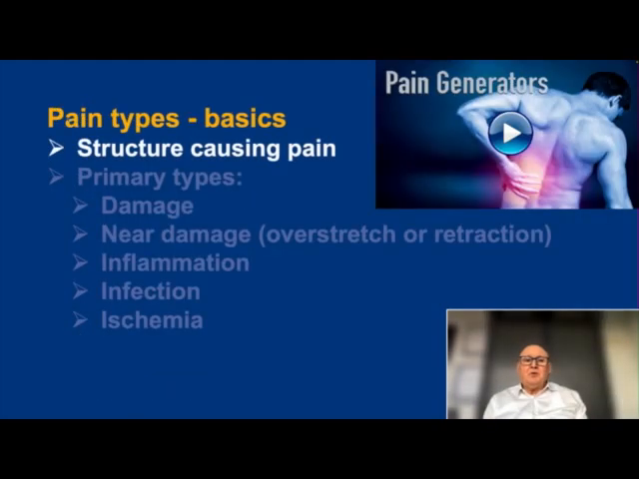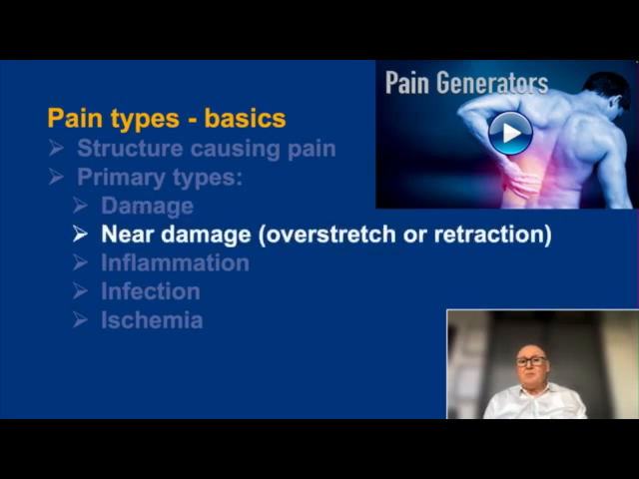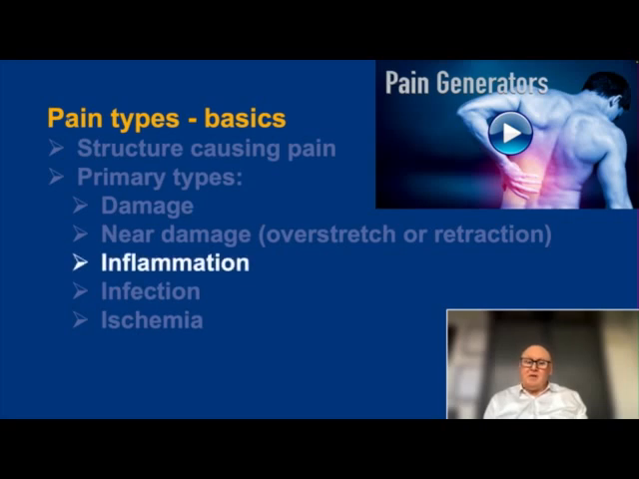Once we know what the pain-causing structure is, we will have to find out what the problem of that pain-causing structure is. There are a few primary types of problem. First of all, there can be damage of the pain-causing structure, such as, for example, in a ligamentary rupture or in a muscle tear, for example. But there can also be near damage, which means, for example, overstretch of a ligament or retraction. There can also be inflammation of the pain-causing structure or infection, or there can be ischemia of the pain-causing structure.